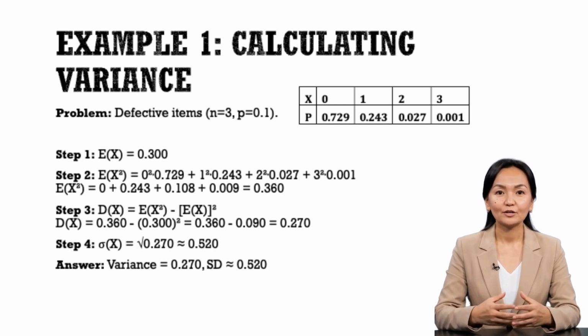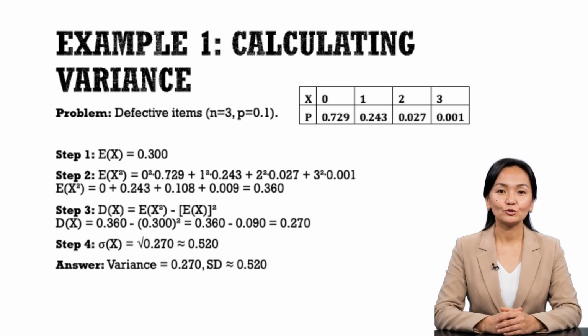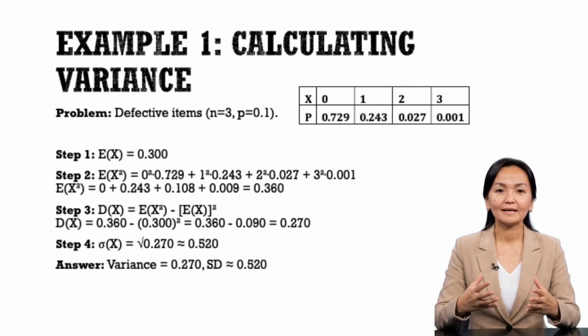Step 3. Apply the alternative formula. Variance equals E(X²) minus the square of E(X). So it's 0.360 minus 0.3 squared. 0.3 squared is 0.09. So variance is 0.360 minus 0.09, which equals 0.270. Step 4.